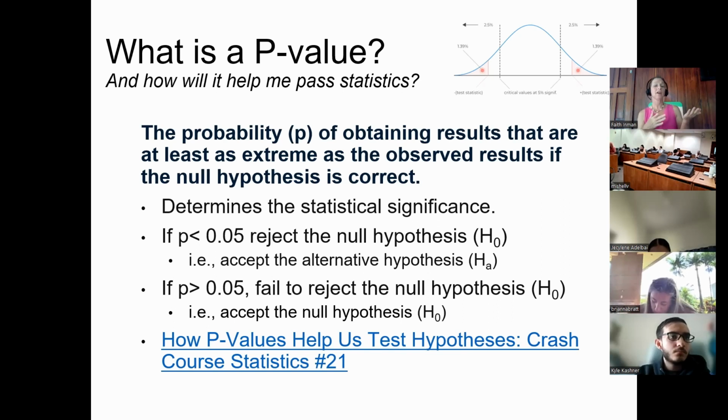Now, if the p is greater than your alpha, greater than 0.05, you fail to reject the null hypothesis, right? You don't say nix-nay on the H0. You say, maybe we have to accept the null hypothesis. There is nothing going on. The probability of getting these data is actually pretty high, a pretty high random chance that we would just get these data even if there's nothing happening.